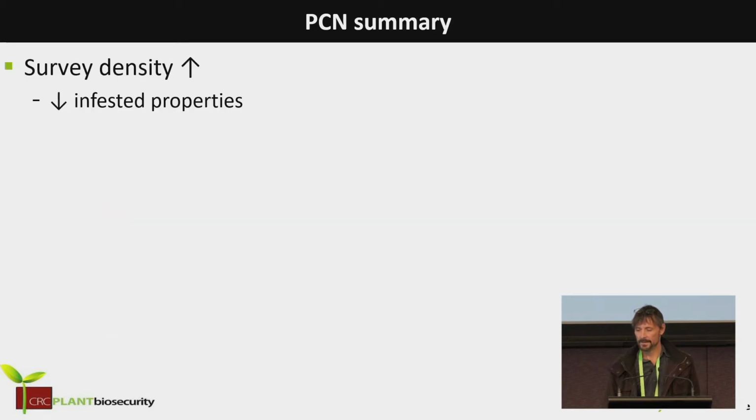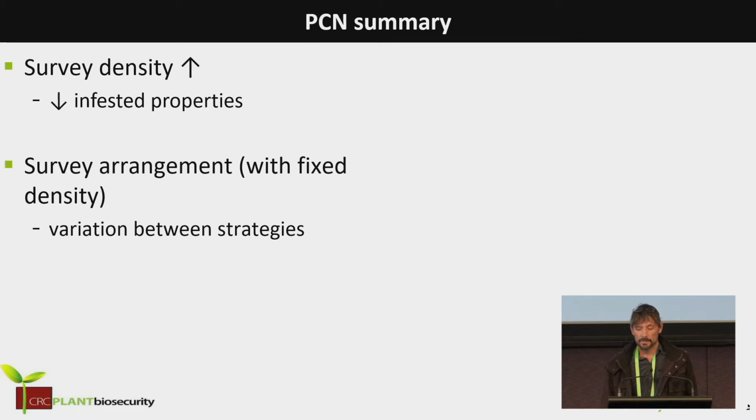Okay, so summarising those kind of results. Survey density in this case made quite a big difference. A little bit of extra effort really slows down spread over the next 50 years. So there's a big incentive to try and do some extra surveillance if that can happen. There was a big variation between different strategies. So different survey arrangement with a fixed density or a fixed number of samples each year made a big difference.